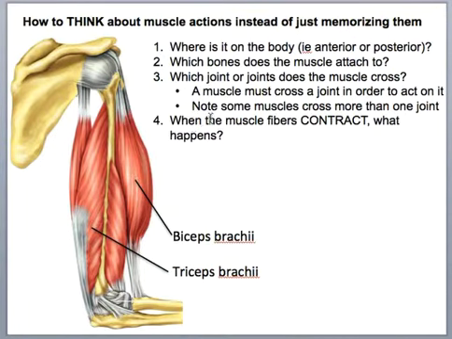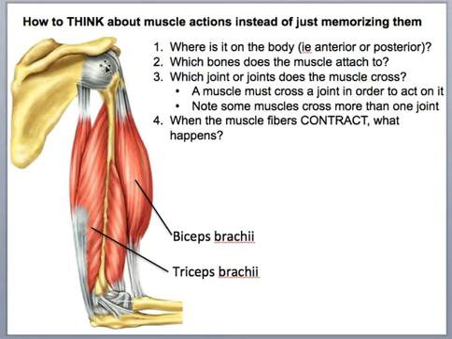Then ask yourself, I know that this is the biceps brachii on the anterior side of my arm. It's going to cross the shoulder joint. It's going to cross the elbow joint. And when these muscle fibers here in the belly contract, what's going to happen? When these muscle fibers shorten, it's going to pull the forearm this way. So it's going to flex.